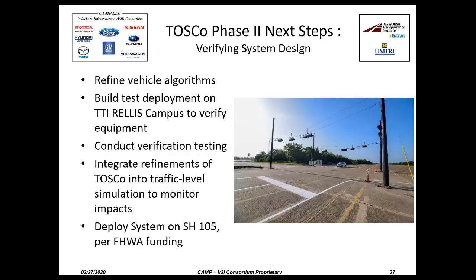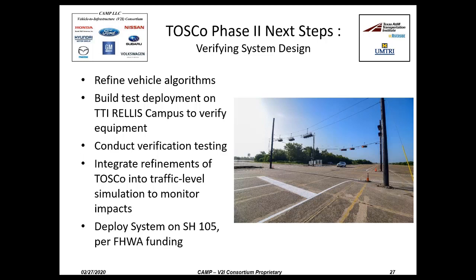In phase 2, we're refining these algorithms further. Like I said, we're entering these TOSCo vehicles with different entry times, with different parameters, such as higher maximum acceleration, and playing around with those parameters. We're building TOSCo such that it will operate at the TTI Riverside campus. We have runways, and you can see it pictured here. We have an operational test intersection that has all the components that we need to perform TOSCo behavior. And we'll be able to do this on a closed course and develop TOSCo further.